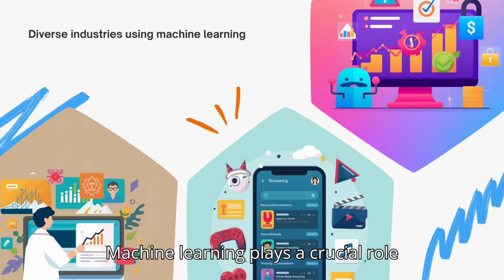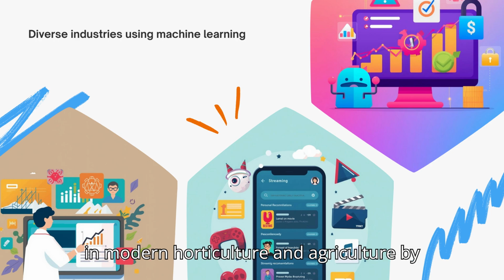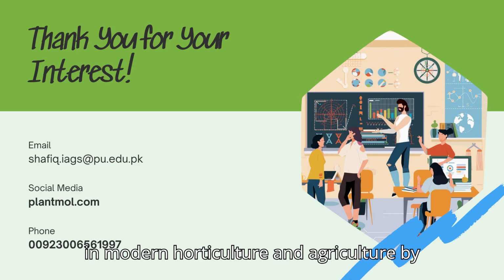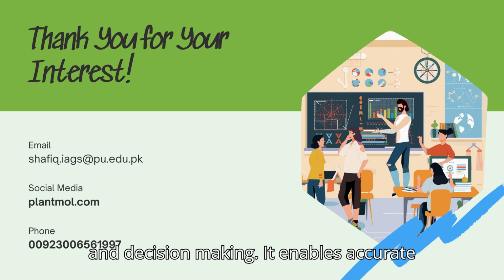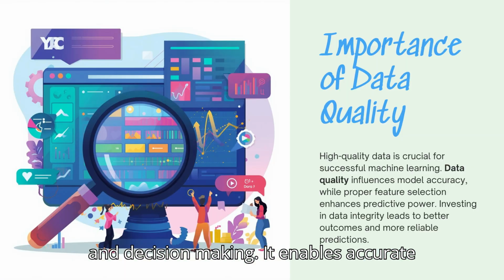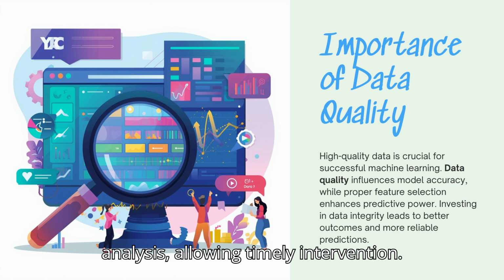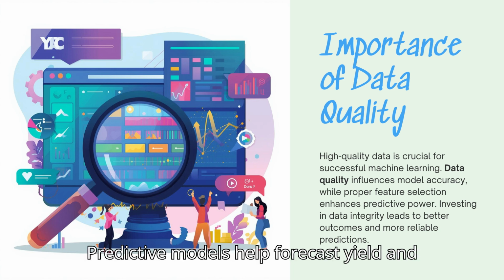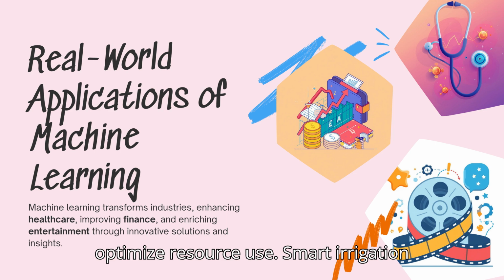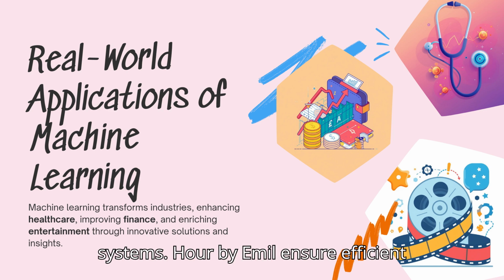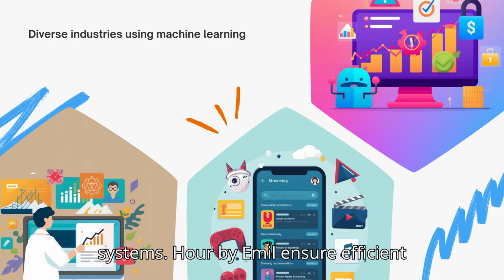Machine learning plays a crucial role in modern horticulture and agriculture by enhancing productivity, sustainability, and decision-making. It enables accurate crop disease detection through image analysis, allowing timely intervention. Predictive models help forecast yield and optimize resource use. Smart irrigation systems powered by ML ensure efficient water management.